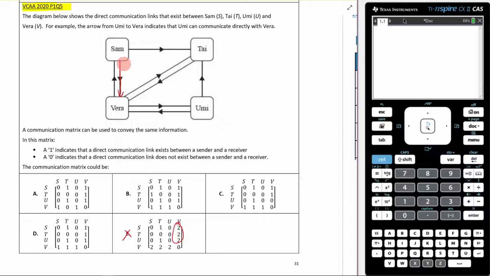Then it's just a little bit annoying. You've just got to go through each of them and see if you can figure out something wrong. What I did was say, well, I know that Sam can speak to Tai, but Tai can't speak to Sam. So if I go Tai to Sam, there should be a 0 there. So there is a 0 there. I then went, all right, how about Umi to Tai? Tai can't speak to Umi. So Tai to Umi, that should be a 0. They're all 0's there. That's annoying.